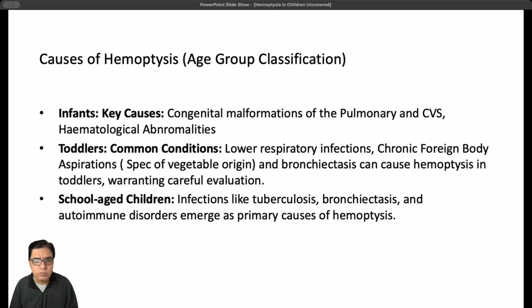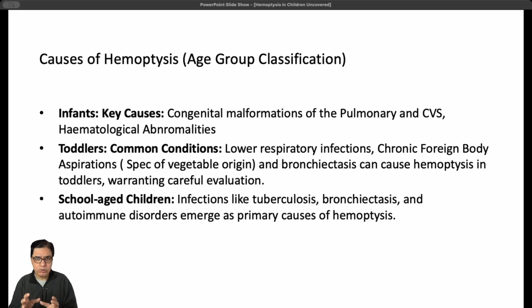So let's move on and talk about the etiology, the cause of hemoptysis. Now there are so many causes of hemoptysis, so many. The list is quite big, and obviously, as a pediatrician, it's not easy to remember all these causes at the top of your head. So to make it easy, we classify the causes according to the age groups.